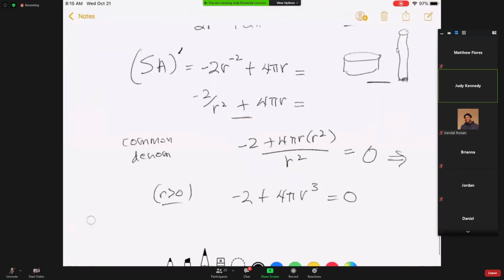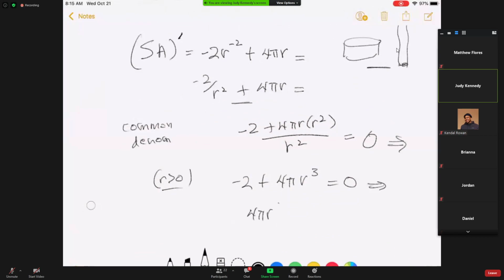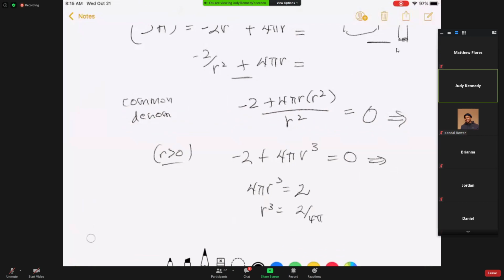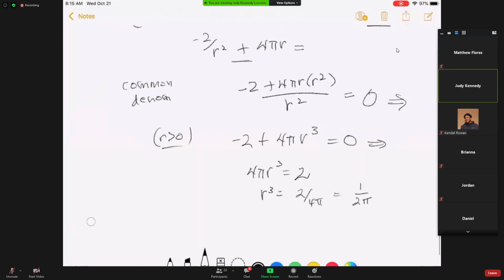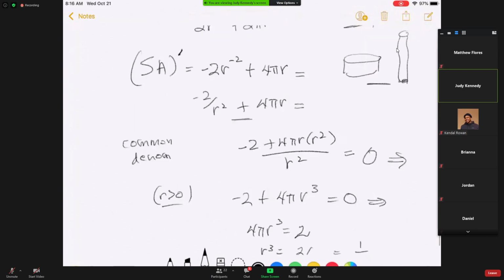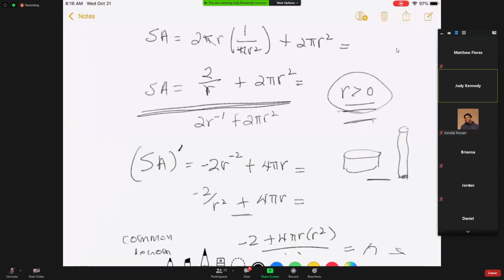That says that minus 2 plus 4 pi r cubed is 0, which says that 4 pi r cubed would be equal to 2, which says that r cubed is 2 over 4 pi, which is 1 over 2 pi, and that r would be the cube root of 1 over 2 pi, which is the same thing as 1 over the cube root of 2 pi. So I got an r here. It's positive, so it's a possibility. I need to make sure that this really does give me a minimum.